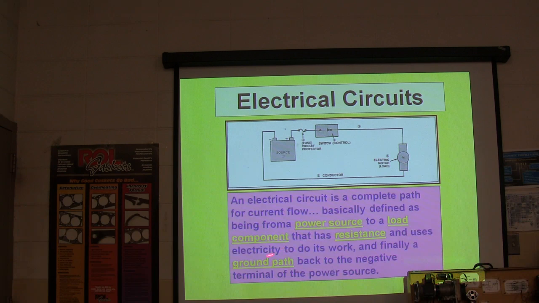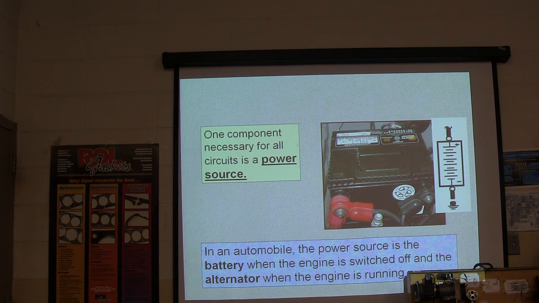Power source, load, component, resistance uses the ground path. Resistance is where work's done. Basically, it's going to make motion, heat, light, magnetism, that kind of thing. All right, you got to have a battery there. That's a schematic symbol for a battery. Remember what a battery looks like.